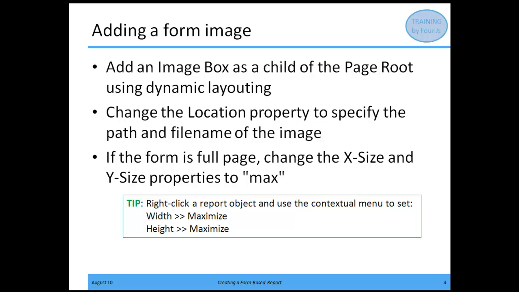That means you're going to hold the control key down while you drag the image box and drop it onto the report. You're then going to change the location property of the image box to specify the path and the file name of the image. And if the form is a full page form, you'll change the X size and the Y size property to max. You can either do this through the properties panel, or you can right click on the image box and use the contextual menu to set both the width and the height to maximize.